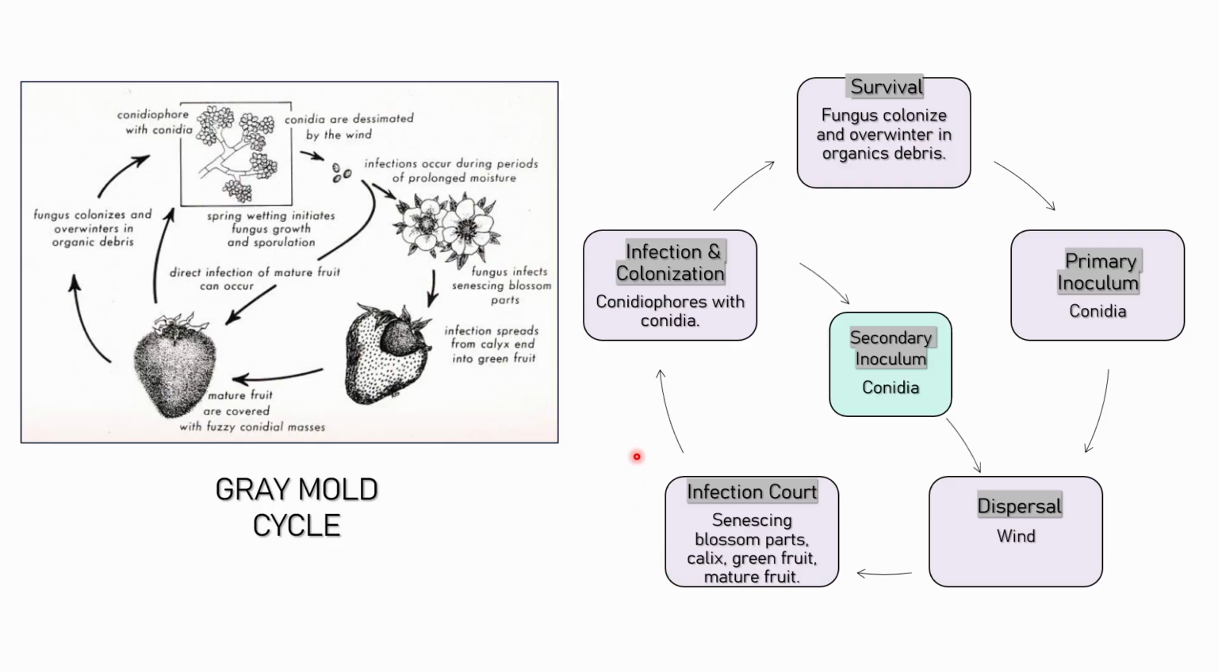Then about infection and colonization, we will find conidiophores with conidia. These conidiophores with conidia that can be in this mature fruit, like fusiform masses, are going to be our secondary inoculum. And this conidia also is going to be dispersed by the wind, and the cycle is going to continue again.